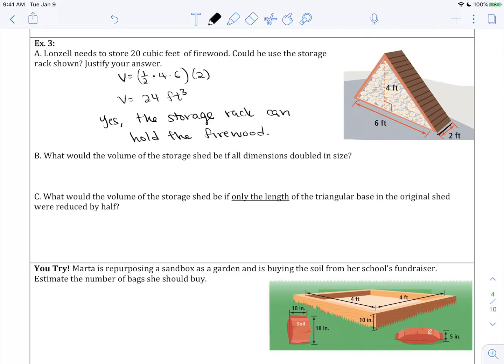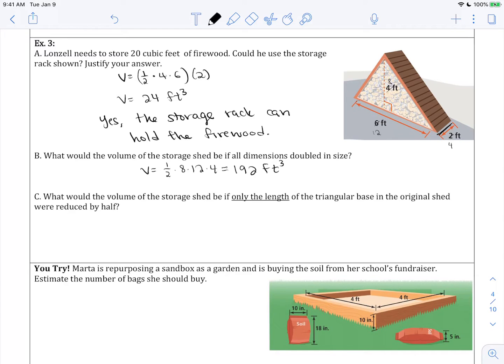Well, we could easily do that, right? We could double each of these. So this 4 would become 8, this 6 would become 12, and this 2 would become 4, right? So we would have volume of 1/2 times 8 times 12 times 4, and I could plug all of that in my calculator and I get 192 cubic feet.